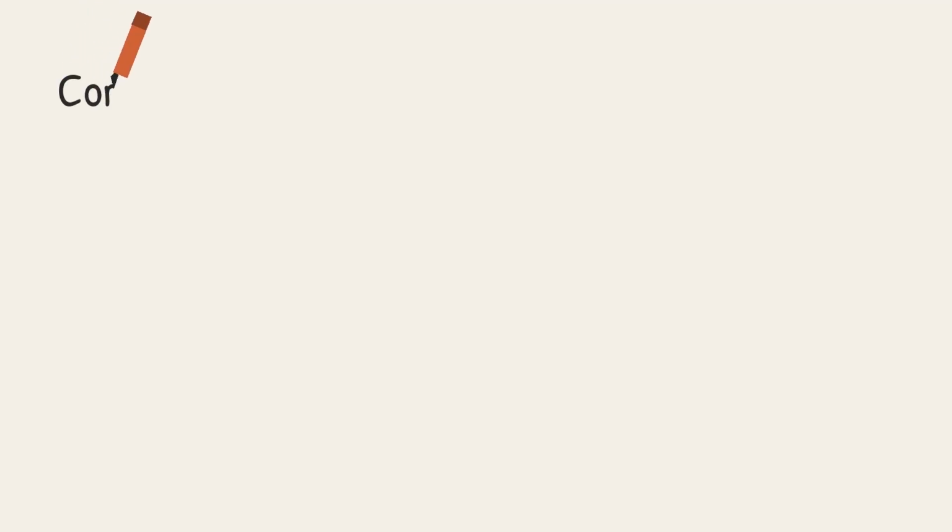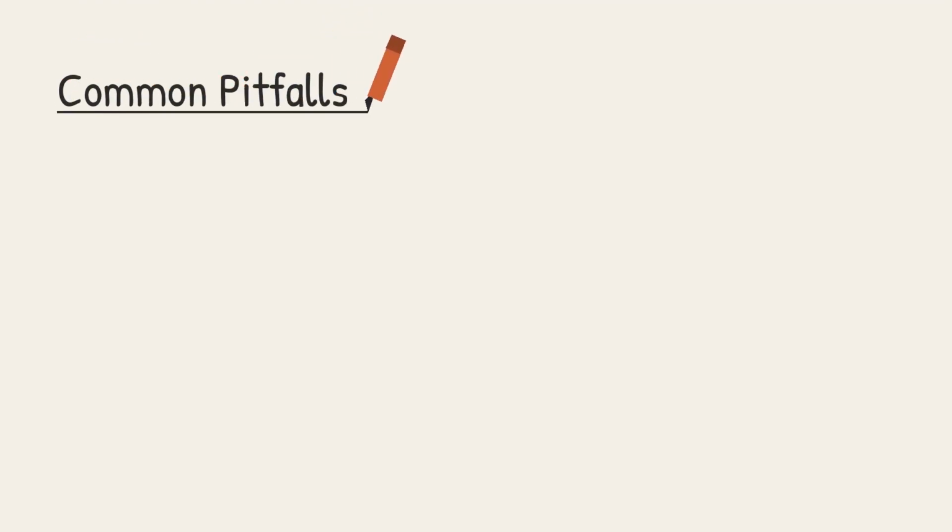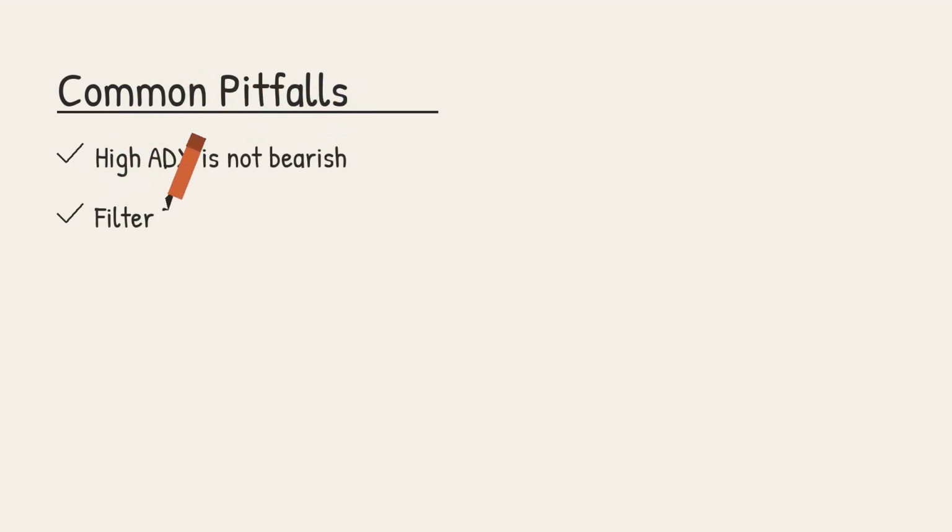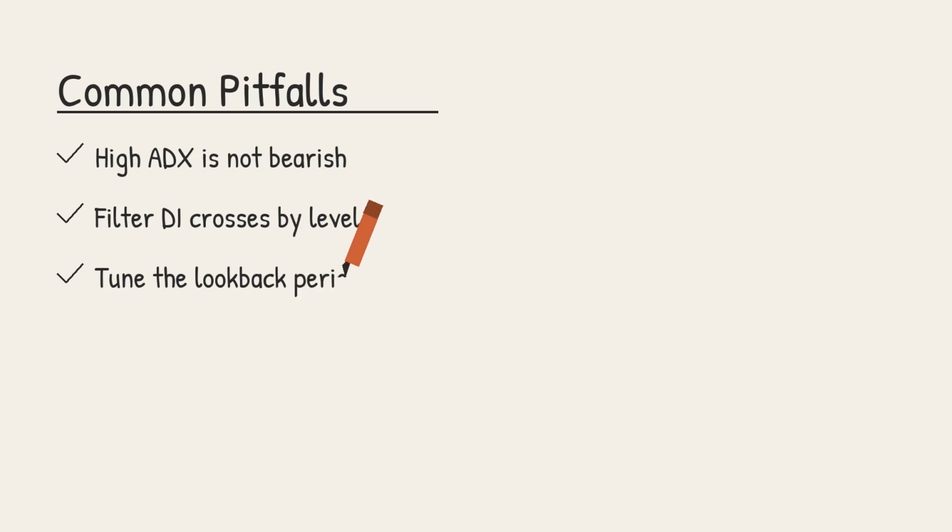3 mistakes to avoid. First, treating high ADX as a sell signal. It's not, it just means strong trend. Second, trading every DI crossover regardless of ADX level. Third, using the default 14-period setting on every time frame. Shorter settings on intraday charts are more responsive but noisier.